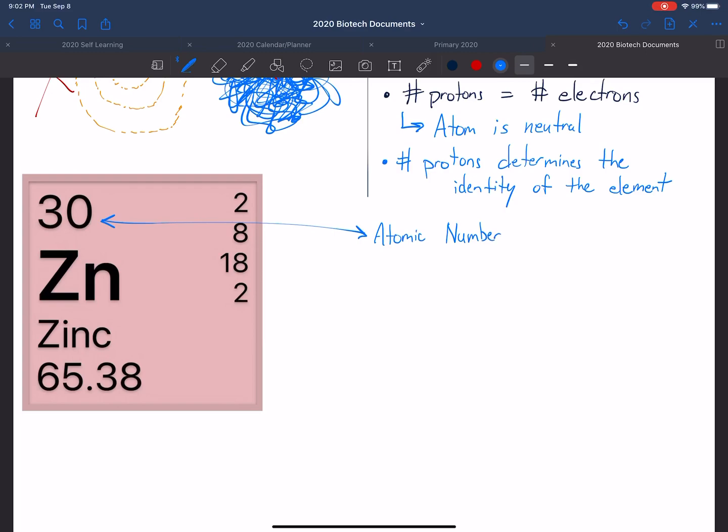And you get some information from this atomic number. So remember, the number of protons determines the identity of the element. So here's kind of your identity. This is your identifying number. So if it's the number of protons that tell us what this number is, then that tells us that that's the number of protons.